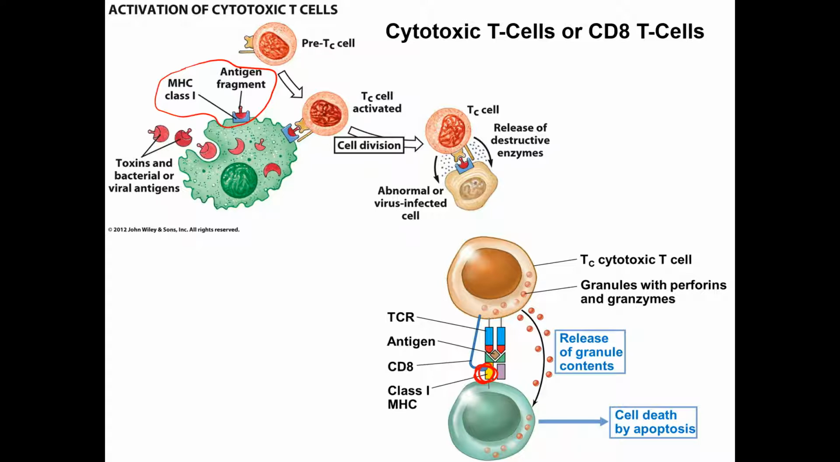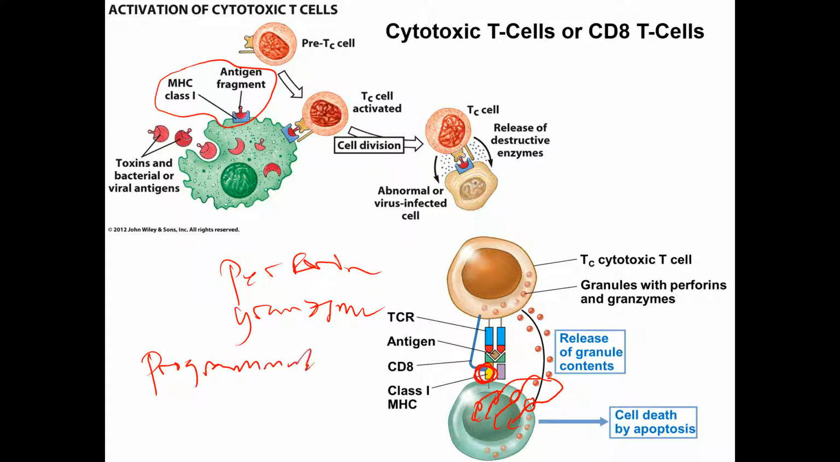two enzymes. One called perforin, the other called granzyme. Alright, so perforin creates these little holes in the membrane of the cell. And then granzyme enters the cell, basically degrading proteins, which ultimately result in the cell undergoing programmed cell death or apoptosis.